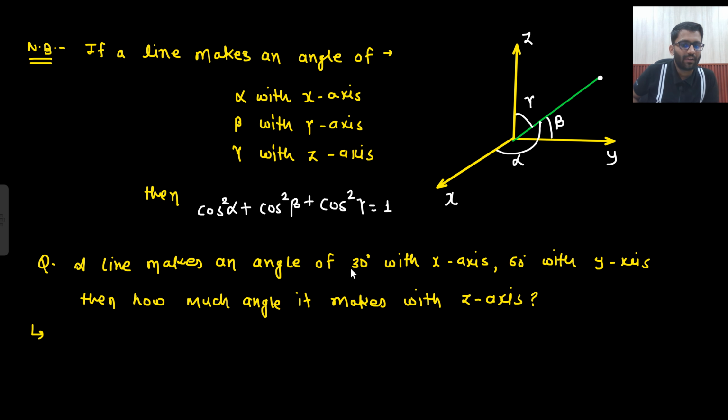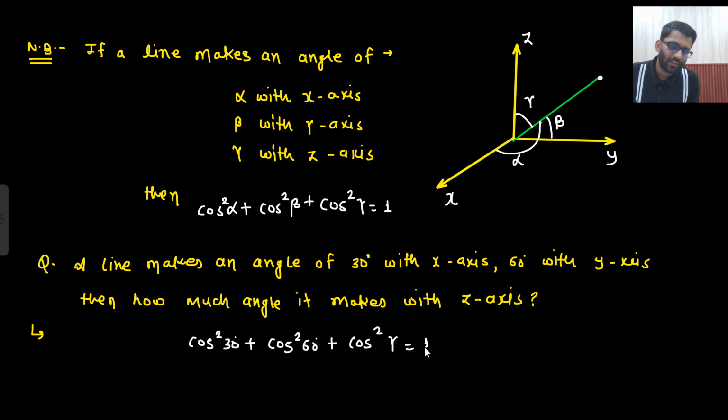Let's solve a question. A line is making an angle of 30 degree with the x-axis, so cos square 30, and 60 degree with the y-axis, cos square 60. So how much angle will it make with the z-axis? Cos square 30 plus cos square 60 plus cos square gamma is equal to 1. Cos square 30 is root 3 by 2 squared, so 3 by 4, and this will be 1 by 2 squared, so 1 by 4, plus cos square gamma is equal to 1. So cos square gamma is equal to 0, so gamma is equal to 90 degree.